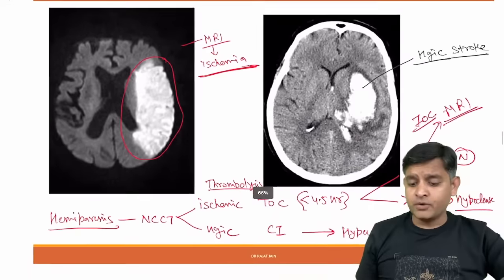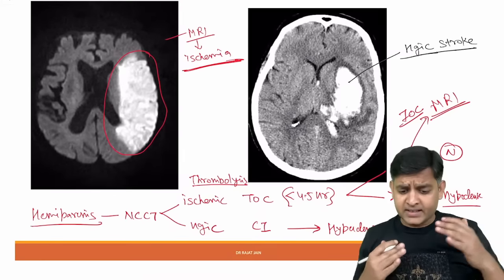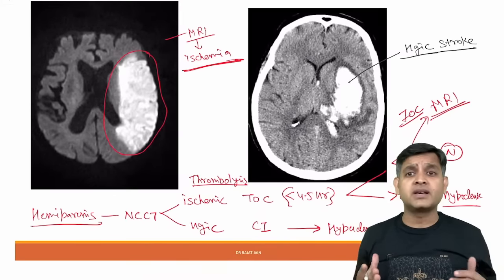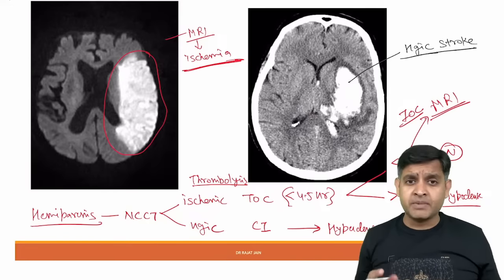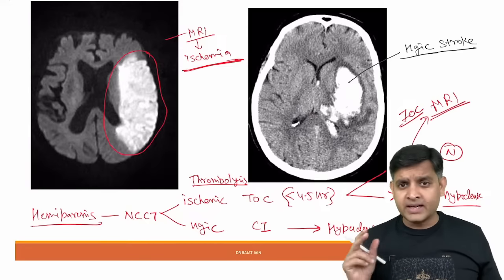Okay? Don't get confused. Student kya karte hai? White dekhte hi hemorrhage mark kar dete hai? Nahin. If you see white on CT, it is hemorrhage. If you see white on MR, then it is ischemia.